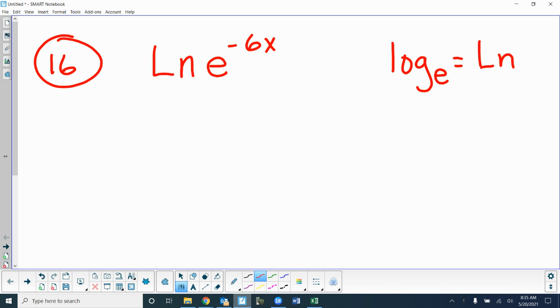Okay? So if I rewrote this as log base e of e to the negative 6x, what happens with log base e and the e? It cancels. So what's the answer? Negative 6x. Okay? So just remember, this basically cancels. All right? So that's like a gimme problem, right? So make sure we don't miss that one.